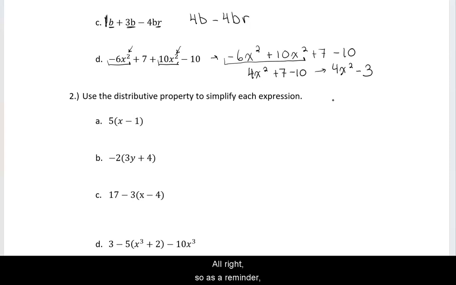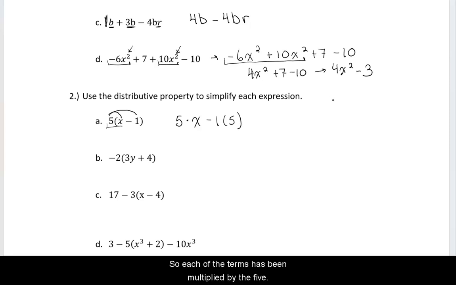All right, so as a reminder, this is the same as 5 times x and then 5 times negative 1. So I'm going to show that intermediate step, okay? And then we have minus 1 times 5, right?